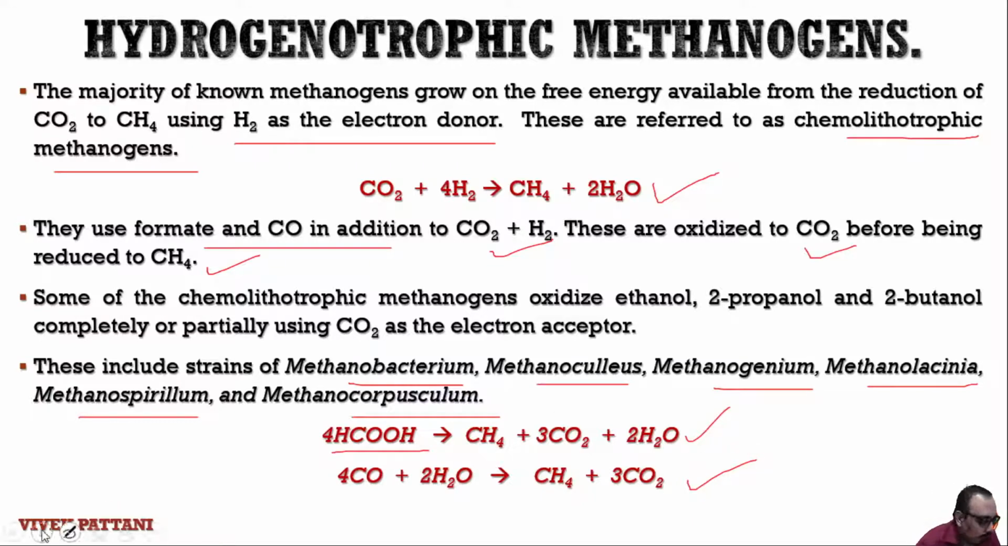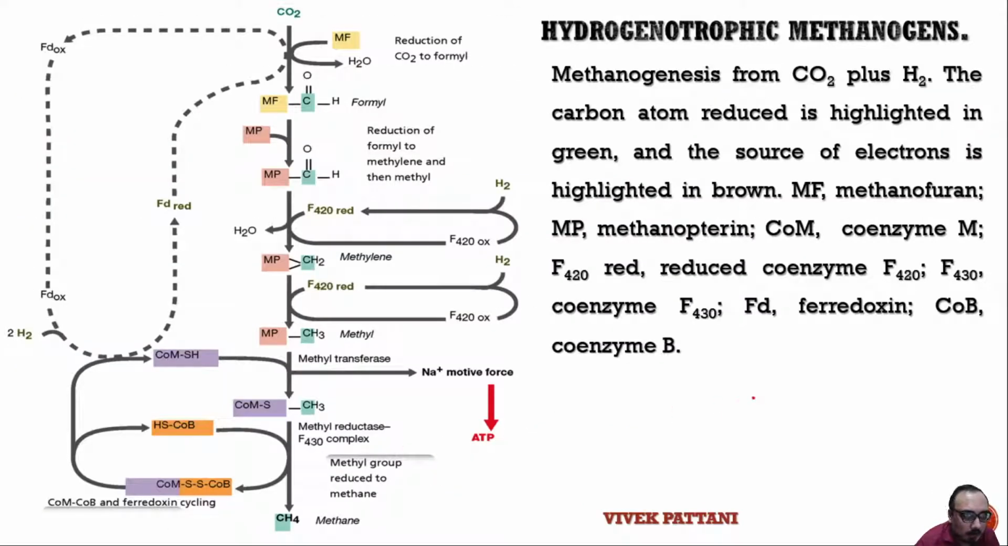Now moving forward with the mechanism of the hydrogenotrophic methanogens. In methanogenesis from carbon dioxide and hydrogen, the carbon forms methylene, and from methylene a methyl is formed, which is attached to methanopterin, with the help of methyl transferase. It now gets attached to the coenzyme M SH complex, and this is how it works.